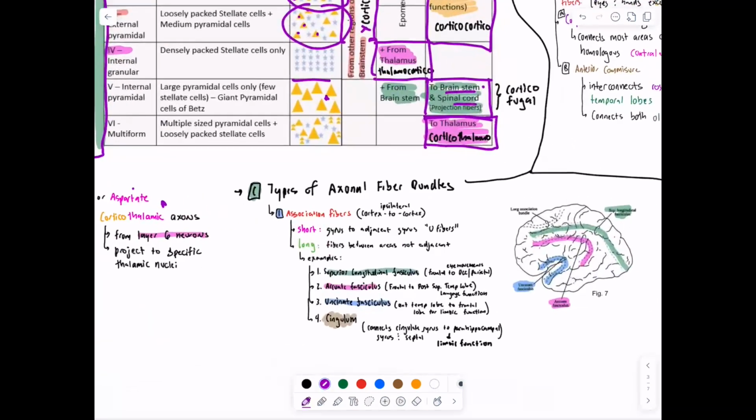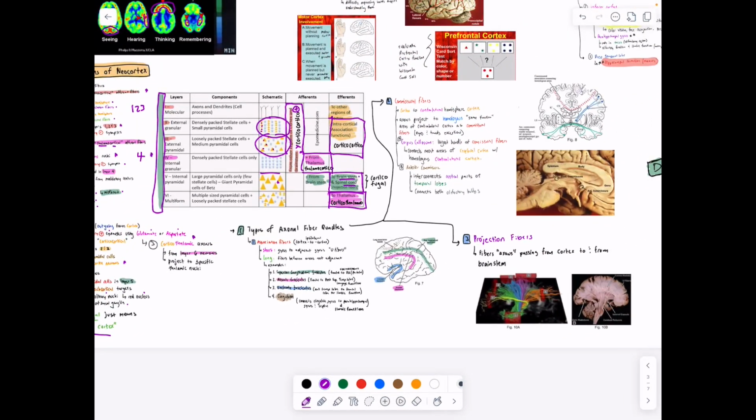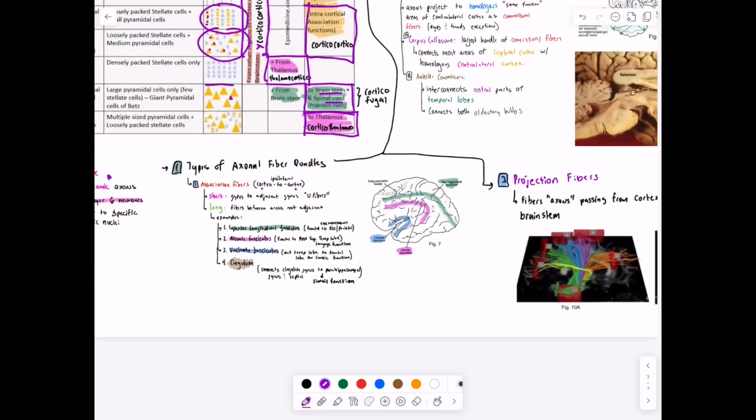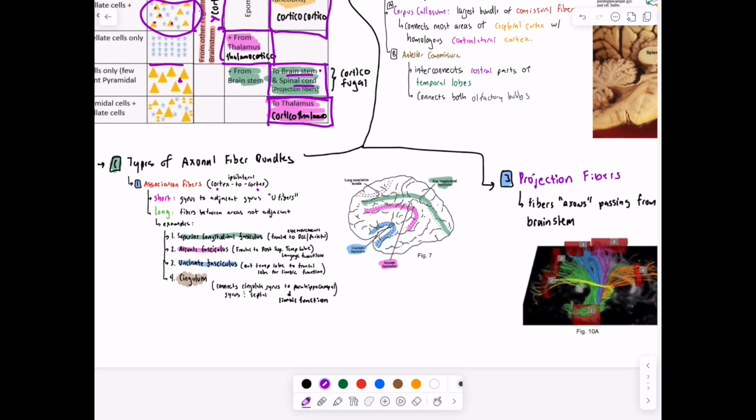And then finally, we already kind of touched on this, but types of axonal fiber bundles. We said if you're going to ipsilateral cortex, this is going to be association fibers. We have 2 different types. We have from one gyrus to an adjacent gyrus called U fibers, and then if they're not between adjacent gyri, we would call them sort of long fibers. And we're given a couple of examples.